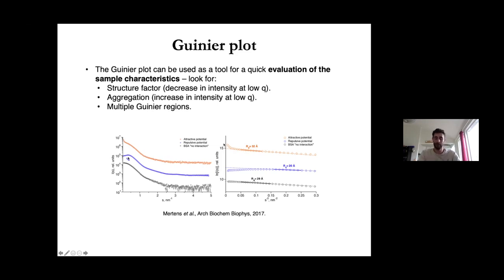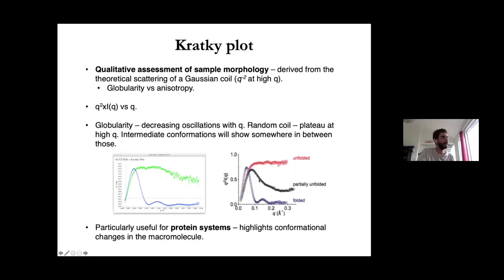So if we have, for example, a system with particles that are prone to interact, we can use this approximation to see if they are in the dilute regime where they don't interact with each other. It's just a quick way to check this.